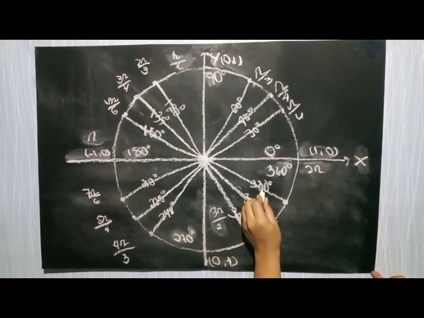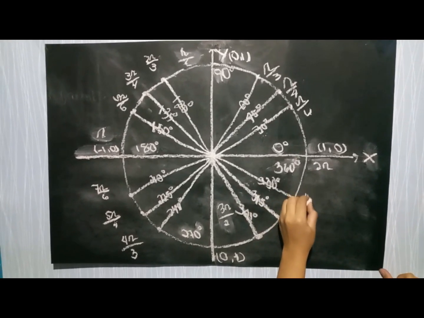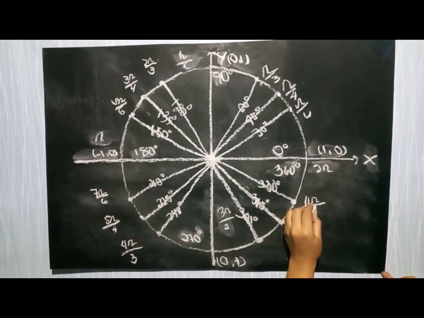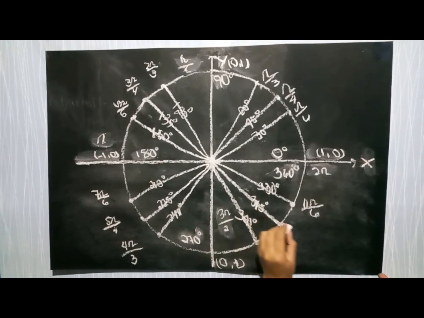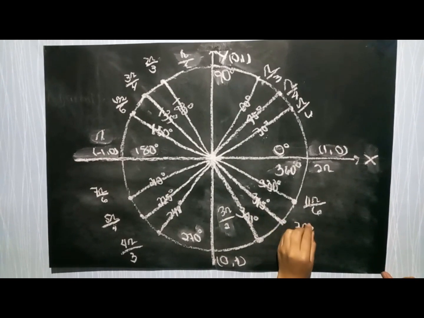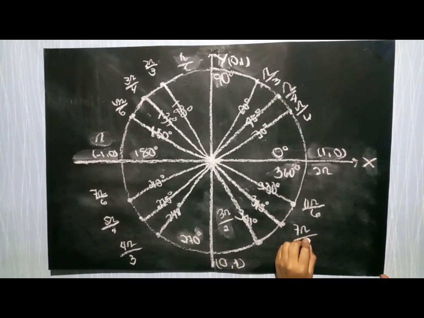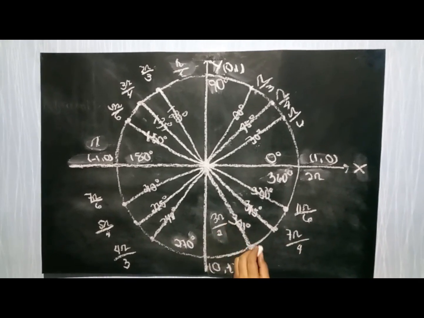Now, let's move on to the fourth quadrant. In 330 degrees is 11 pi over 6. In 315 degrees, 7 pi over 4. And in 300 degrees, it's 5 pi over 3.